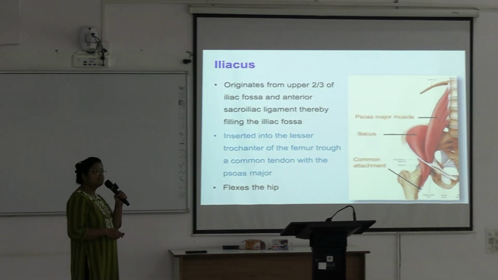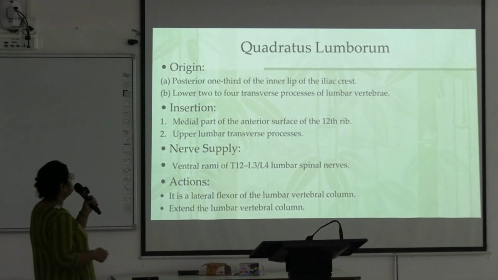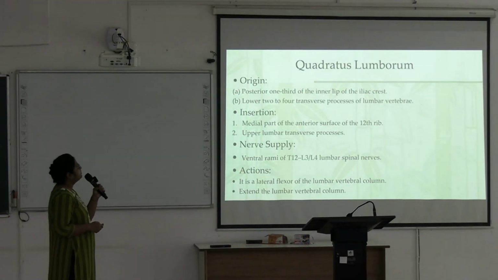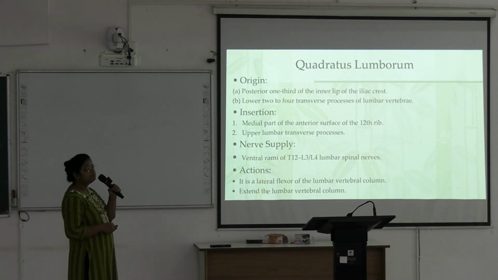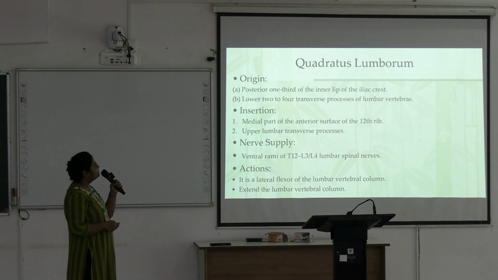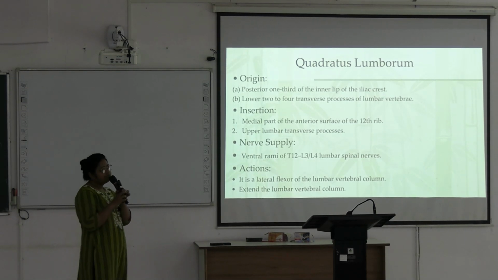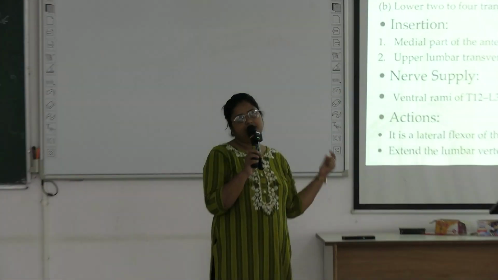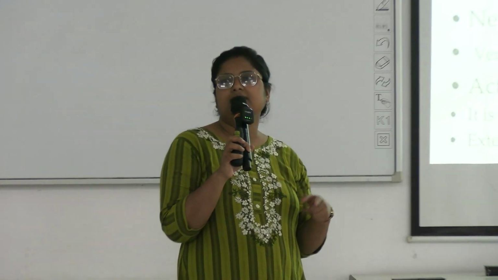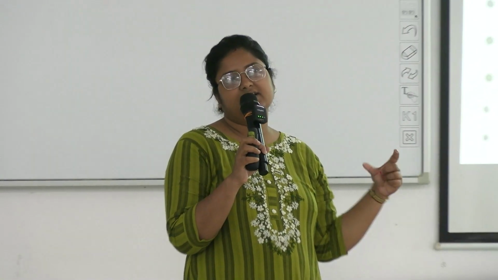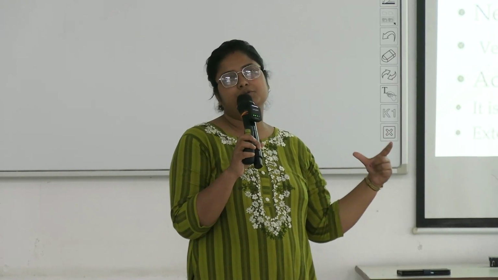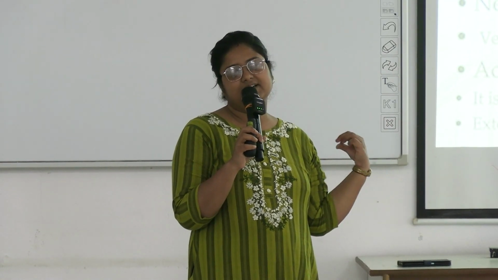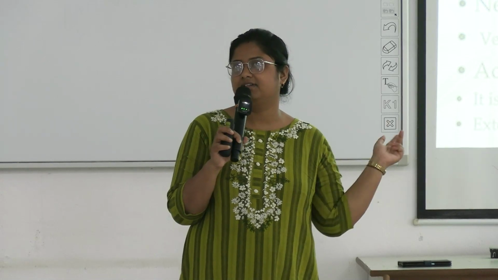This is the main function. Next we go to quadratus lumborum. Origin is from the posterior one-third of the inner lip of the iliac crest. Attachment of the iliac crest is very, very important. You read attachment of outer lip, inner lip, intermediate area, attachment of anterior two-thirds and posterior one-third. These divisions and their attachments of the iliac crest are very important.